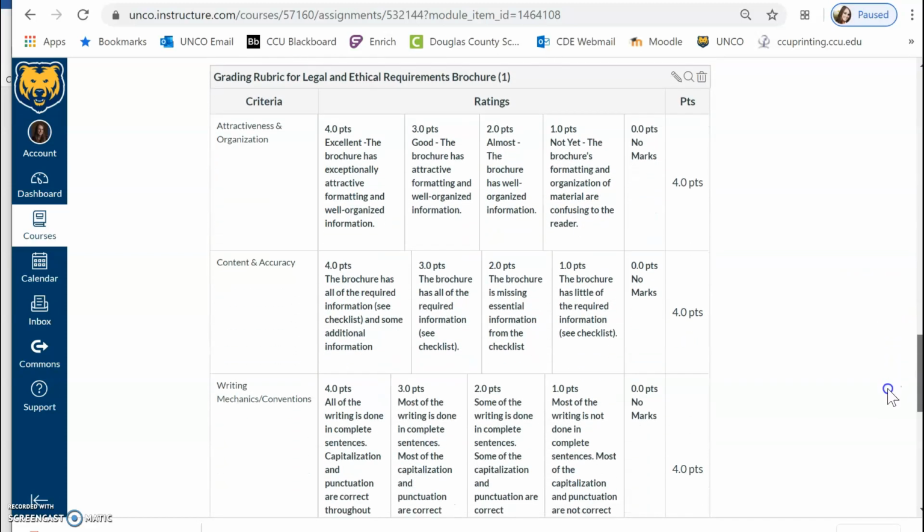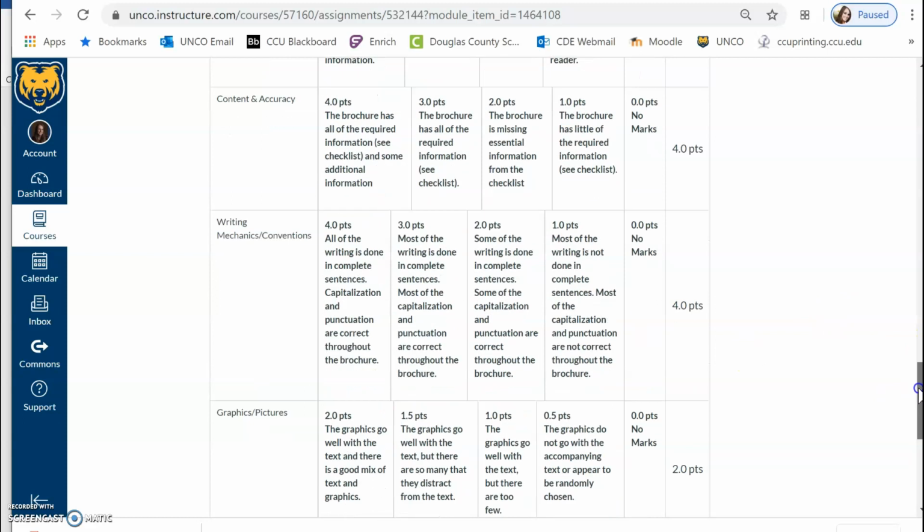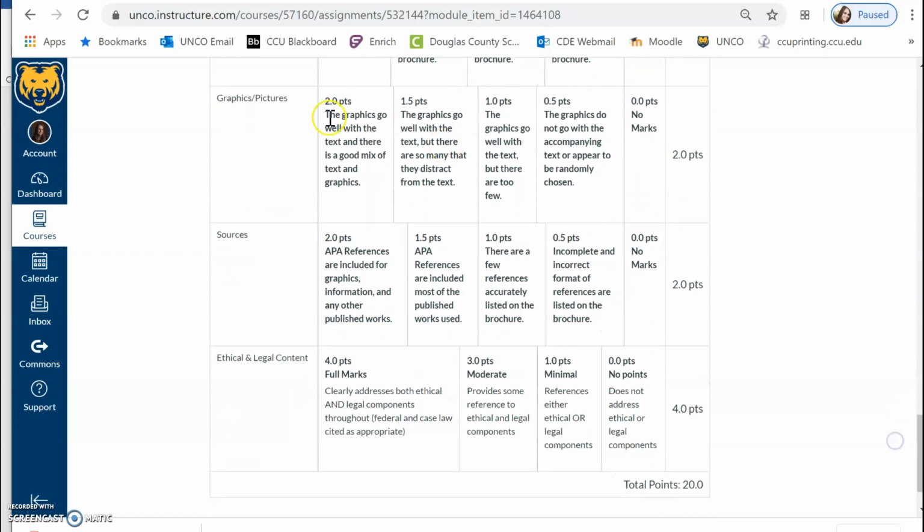Do take a look at the rubric as well. I want to make sure we address everything in the checklist, organized format, grammar and mechanics, as usual, that you get those graphics in there, cite your sources, and that you address ethical and legal components. That is one of the most important things to keep in mind. Look forward to reviewing your submissions.